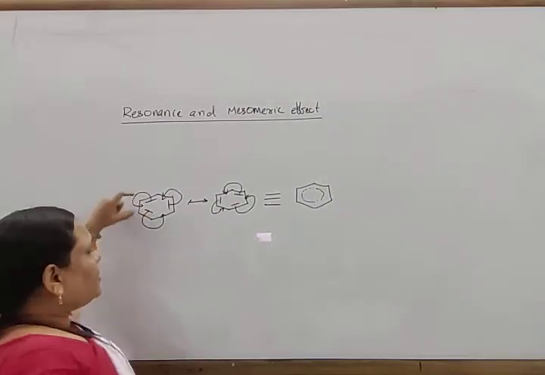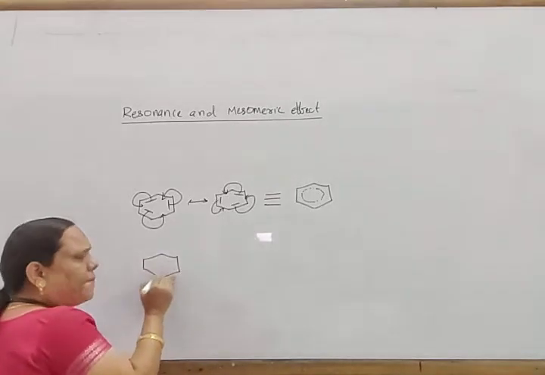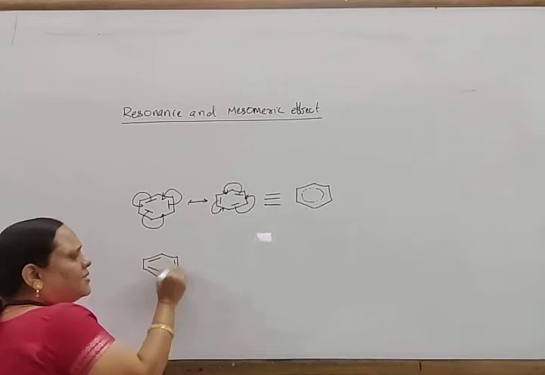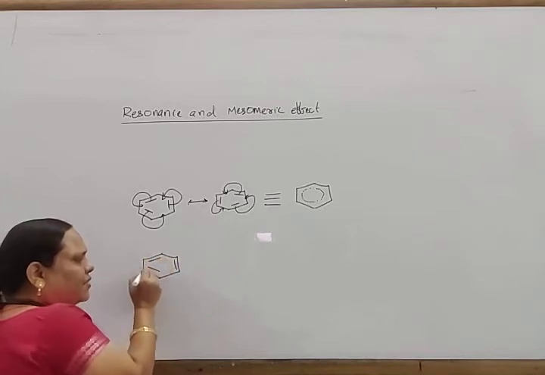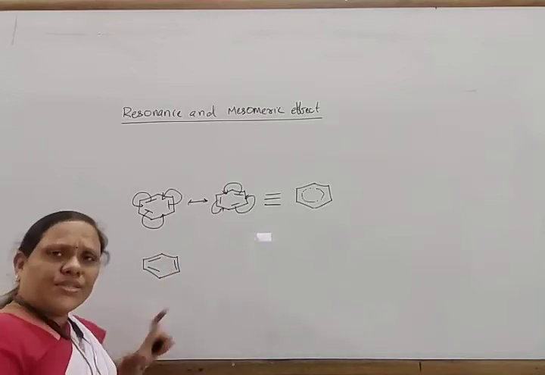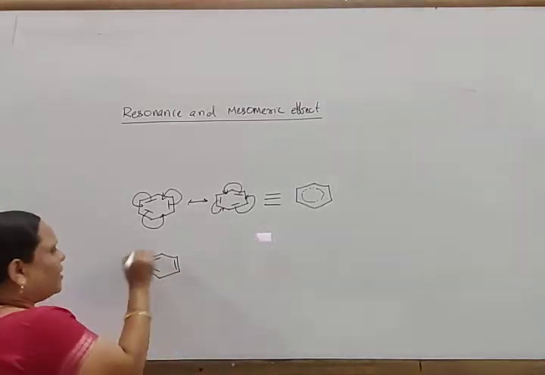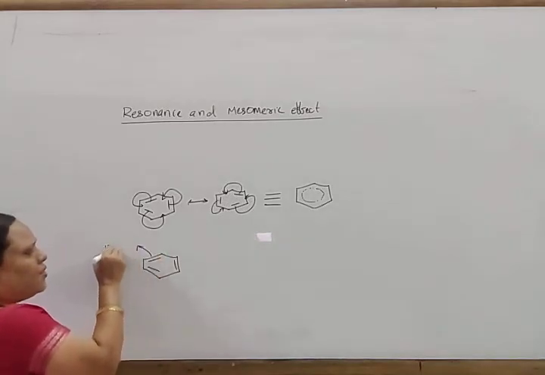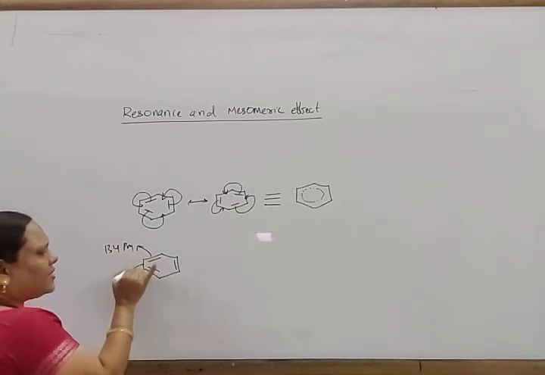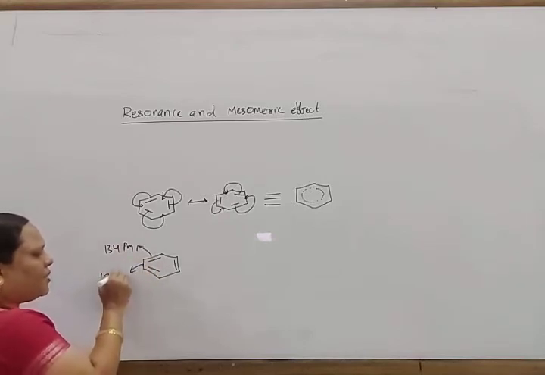Look here. If this should be the structure of benzene, then here are carbons 1, 2, 3, 4, 5, 6. So the carbon-carbon bond lengths should be different. If this is a carbon-carbon double bond, the bond length should be 134 picometer, and if it is a single bond, the bond length should be 154 picometer.